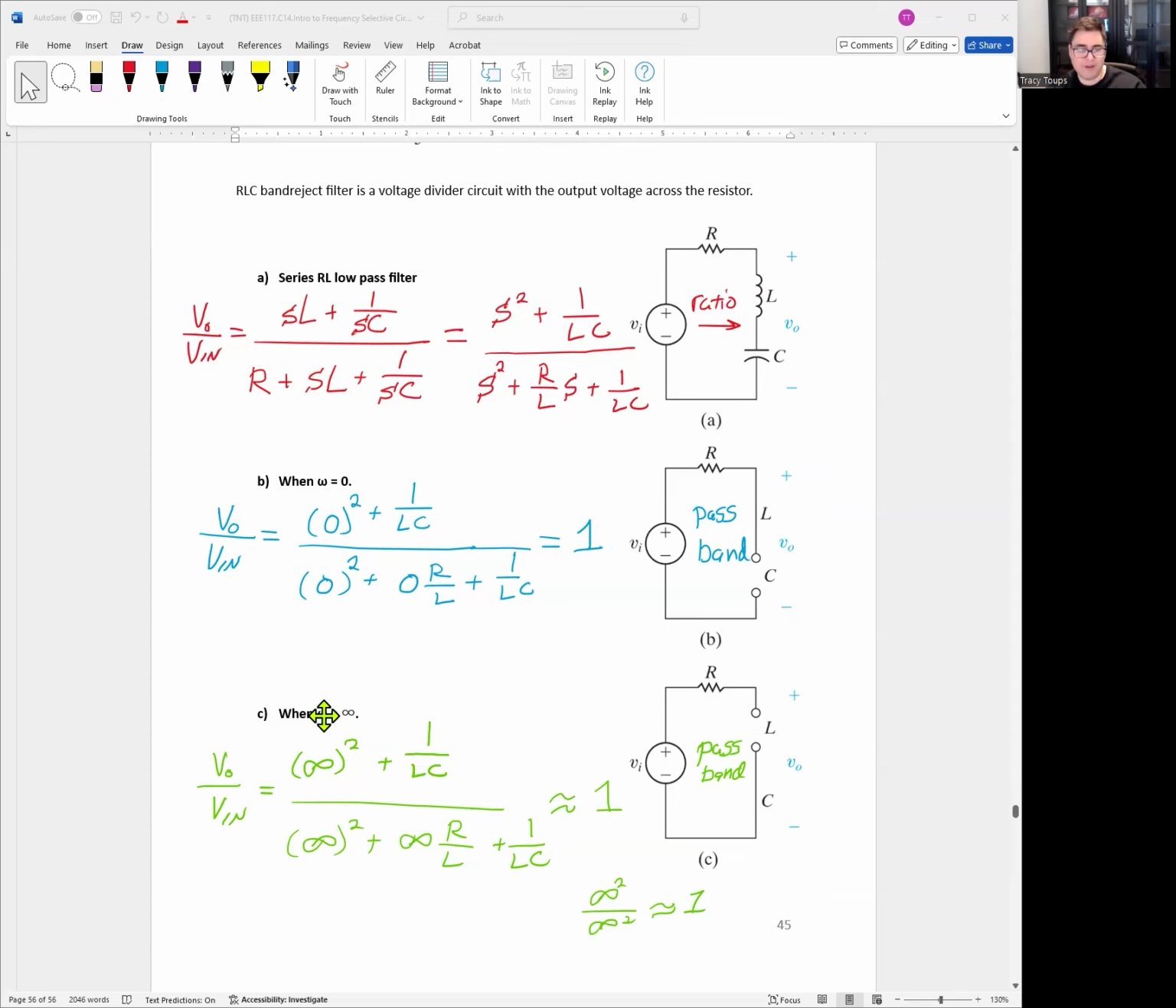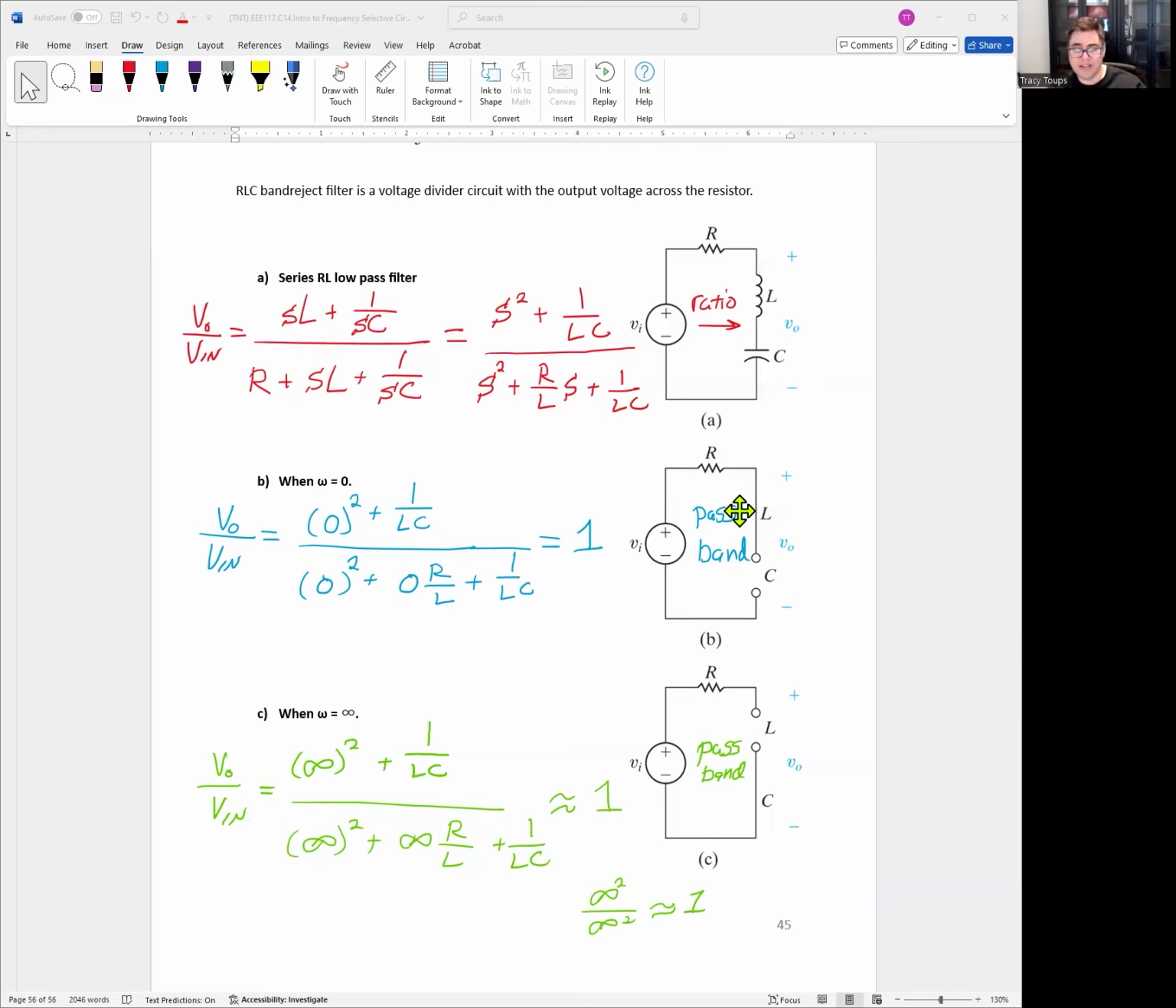When we have a very high frequency near infinity, the same thing will happen, except the inductor is now open circuit and the capacitor short circuit. We're letting all the voltage through, and thus we're at the pass band as well. And of course, you can plug in zero right here. You have zero squared plus something, doesn't matter what's on top, and you have a 1 over LC, so we're not dividing by zero, so your gain is 1. When we plug in omega equals infinity, we have infinity squared divided by infinity squared, nothing else matters. So infinity squared over infinity squared is roughly equal to 1. So the math checks out.